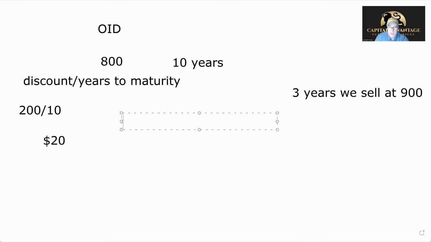So after 1 year, it's 820. We added $20. That's your cost basis. After 2 years, it's 840. And after 3 years, it's 860. So that's our new cost basis of 860. We sold it at 900.